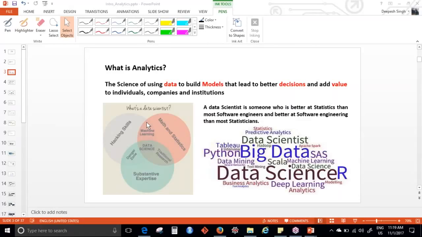Statisticians only know statistics. They do not know much coding. IT engineers, software engineers, know only coding. They do not know statistics. So when you merge the two, that is basically the world of data science.